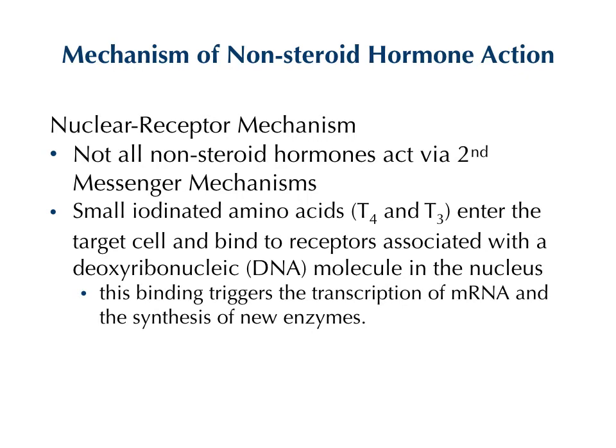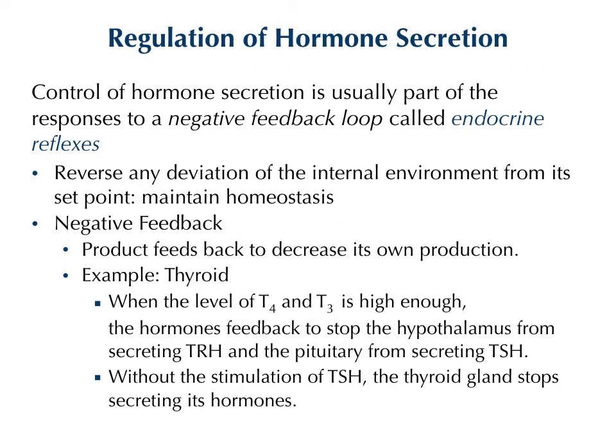We'll now go on to talking about the regulation of hormone secretion. The control of hormonal secretion is usually part of a negative feedback loop. Negative feedback loops tend to reverse any deviation of the internal environment away from its stable point or the set point value. Rarely, positive feedback loops will control the secretion of a hormone, and we'll discuss that in a minute. Responses that result from the operation of feedback loops within the endocrine system are called endocrine reflexes, just as responses to nervous feedback loops or reflex arcs are called nervous reflexes.